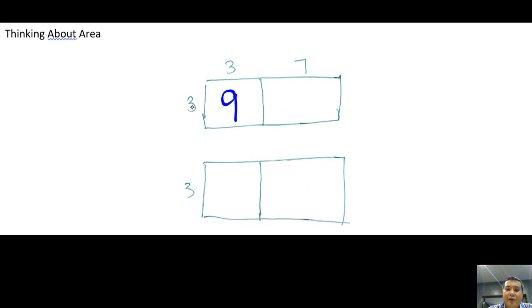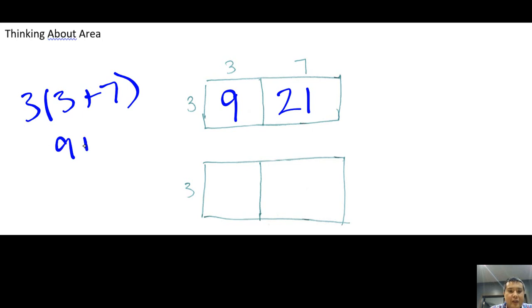Then we find the area of this box right here by finding the height and the length. So 3 times 7 is 21. So last year you had something like 3 times (3 plus 7). Again, this would make 9 plus 21. Now, let's say that we forgot what this number is right here, this 3. If we forget what that number is, we can say that this is x.